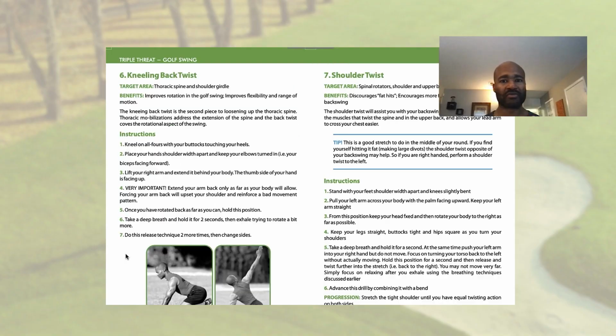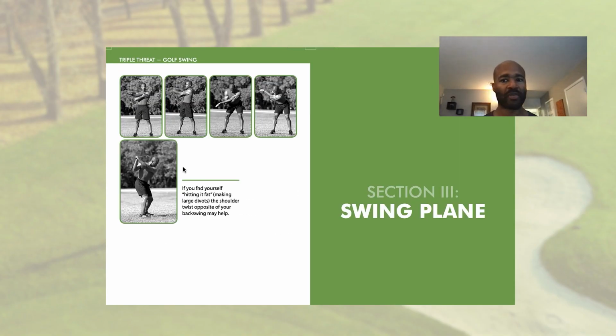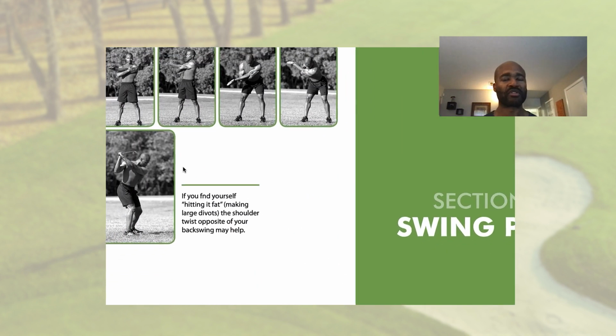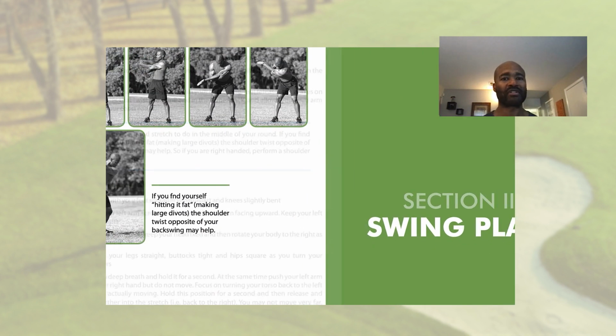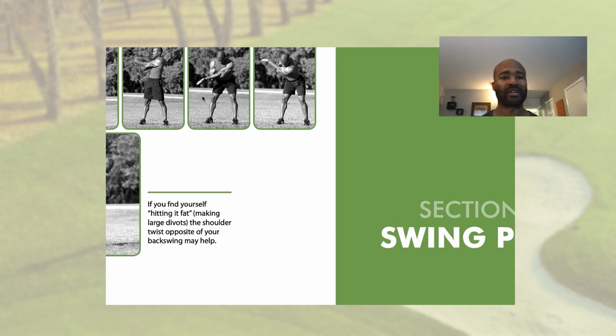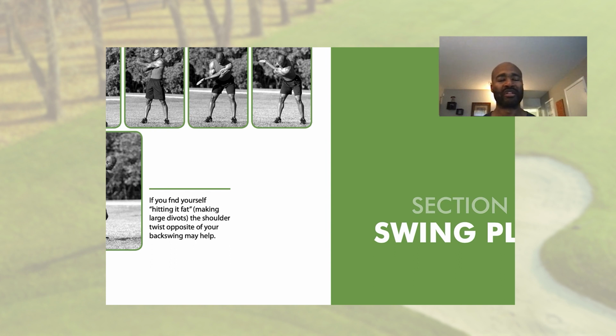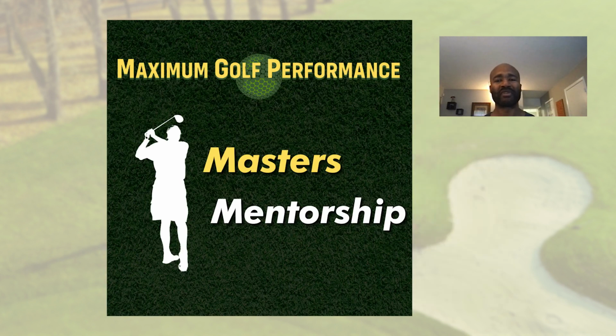Now, after you've solidified the mobility from your T-spine, then you add in the shoulder twist, which is this drill here, to integrate that shoulder twist with the rest of the body. Okay, so that's why that drill is positioned at that particular point in the sequence. So there are your shoulder turn drills for the Triple Threat Golf Swing program.